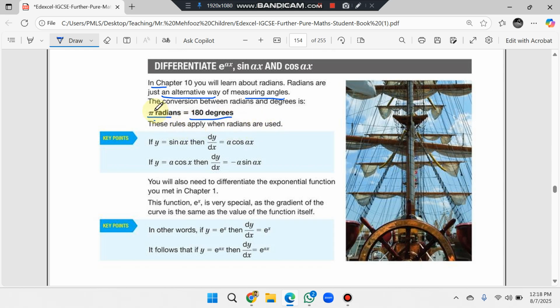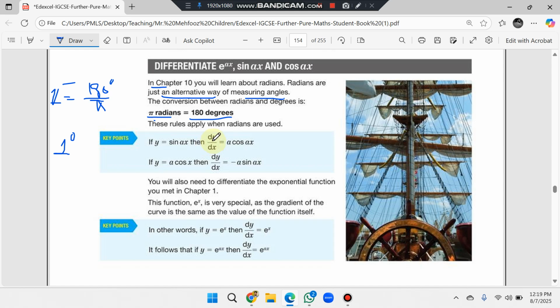If you have to find the value of 1 radian, that will equal 180 divided by pi. How? Because this pi goes on the right side and divided by 180, so it becomes 1 radian is equal to 180 over pi degrees. And if you are finding the value of 1 degree, this 180 goes on the left side and divide by pi radian, so it becomes pi over 180 radians, that will be equal to 1 degree. Okay, these rules apply when radians are used.